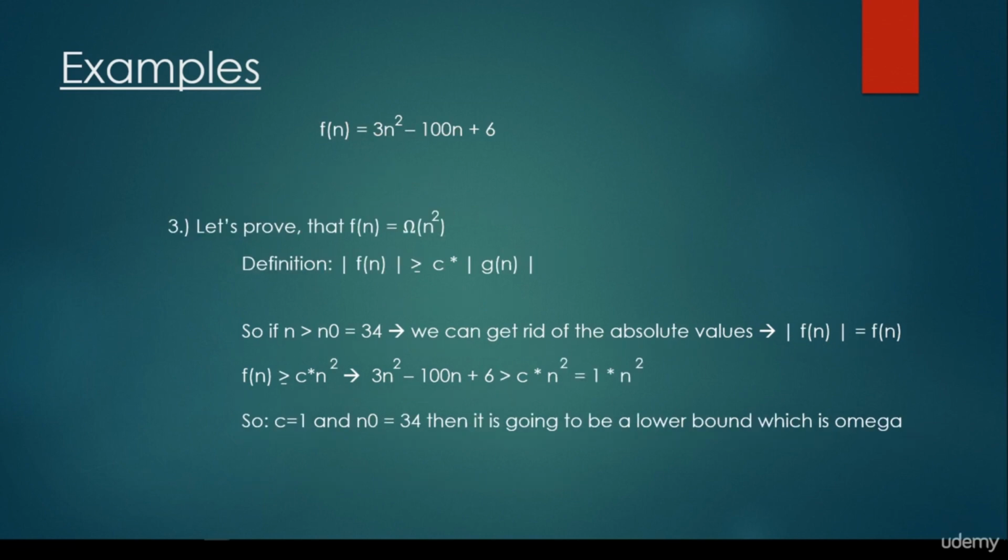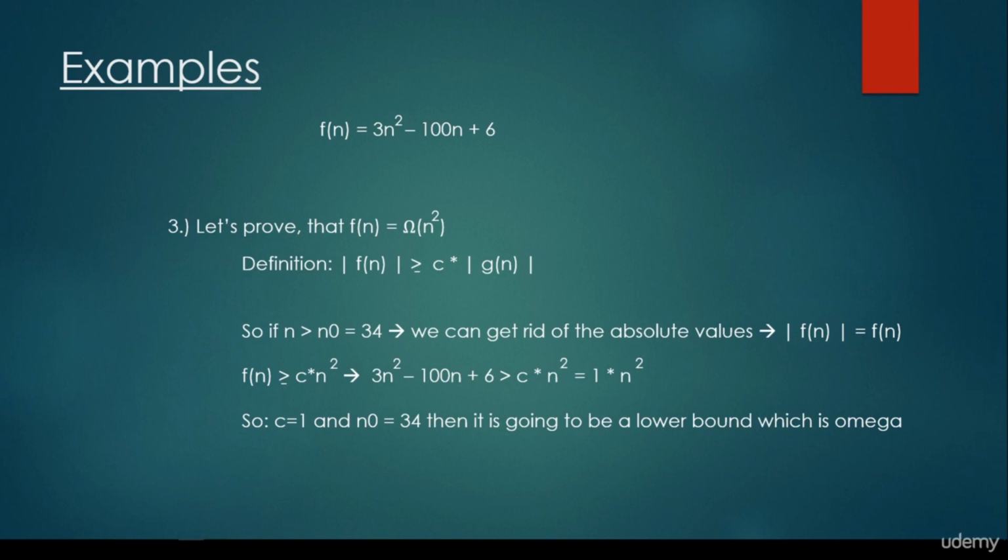Let's prove in the end that f(n) is equal to Omega(n squared). So the absolute value of f(n) is greater or equal to c times the absolute value of g(n). This is the concrete mathematical definition for the big omega notation. We have to calculate the threshold value, it's going to be n0, as we have seen in the previous examples, so we can get rid of the absolute values. And we have to solve the equation that f(n) is greater or equal to c times n squared. So 3n squared minus 100n plus 6 is greater than c times n squared.